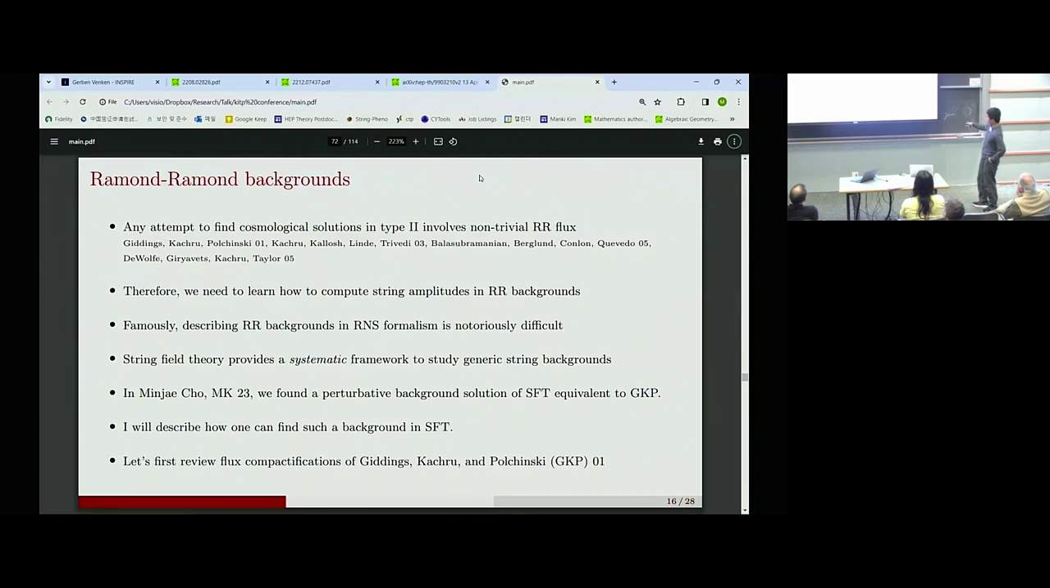So the rough plan is that I'll first review GKP, and then I'll tell you what string field theory is and how you can do computations with string field theory, okay?